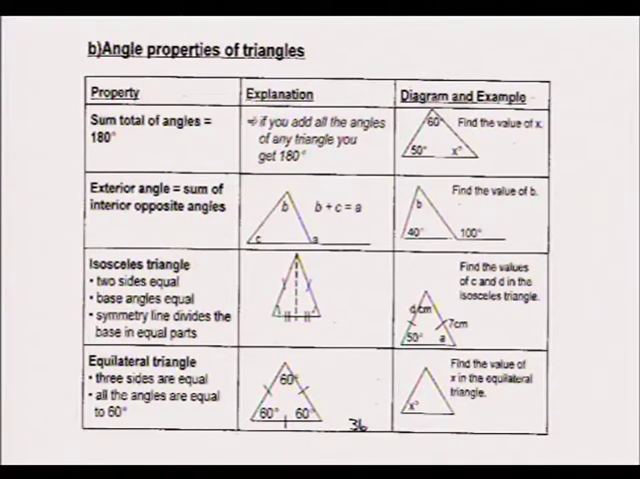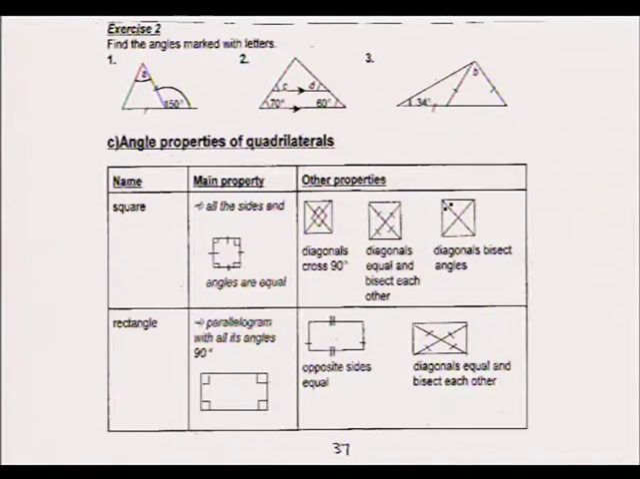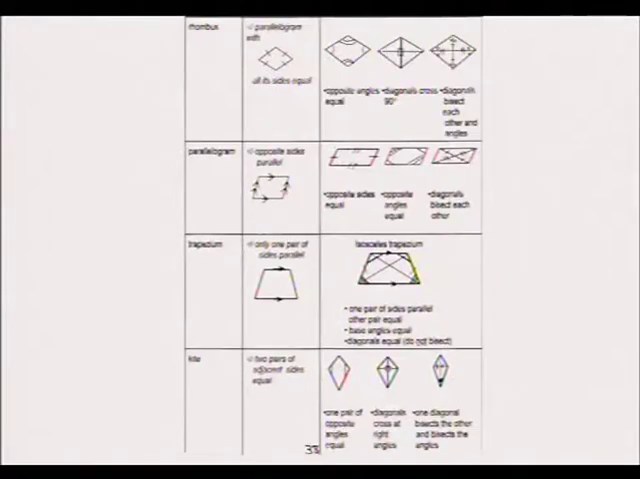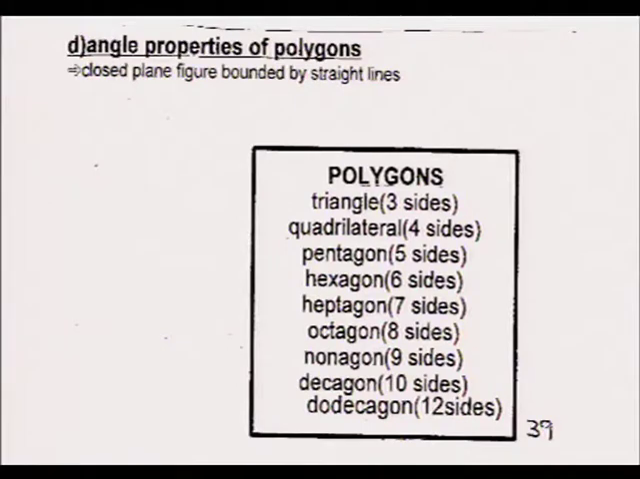And the triangles, I'm sure you still remember your triangles. Exterior angles, the isosceles triangle, also the spelling, equilateral triangle. There are the quadrilaterals: the rectangle, squares, rhombus, parallelogram, trapezium, kite. You must study those properties. And the polygons, how many sides they have, how many angles.